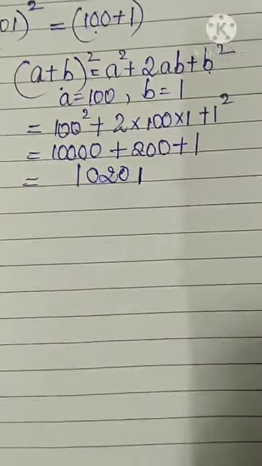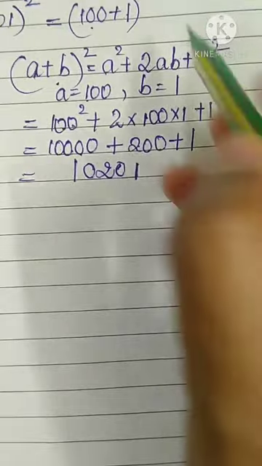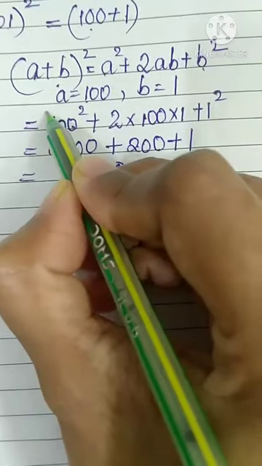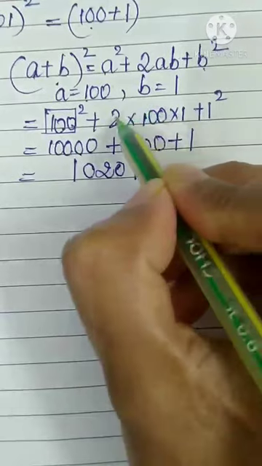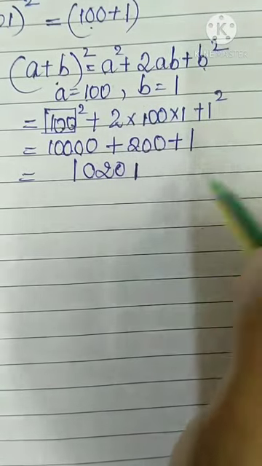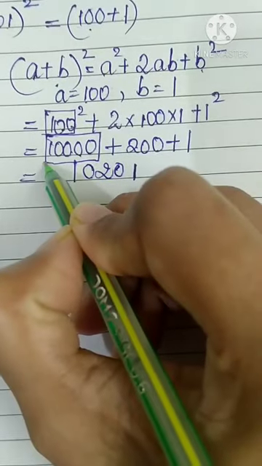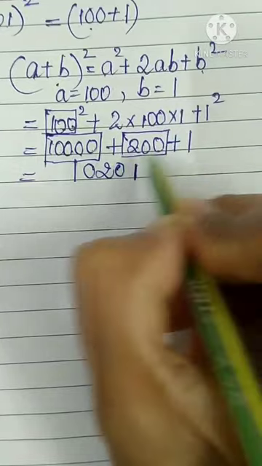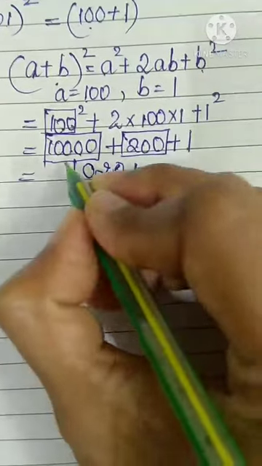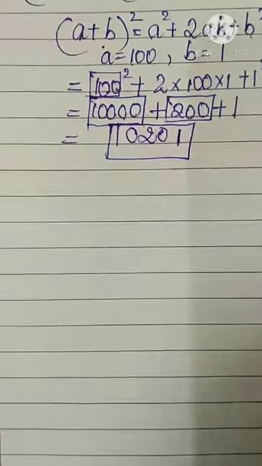Now let's see what they have asked in the box. That is 100 square plus 2 into 1 square, or this is the box. Here you put the box 100. Then here we have one box and 1 square will be 1 only. Then the final answer we have another box. Neatly put the box and submit the answer.